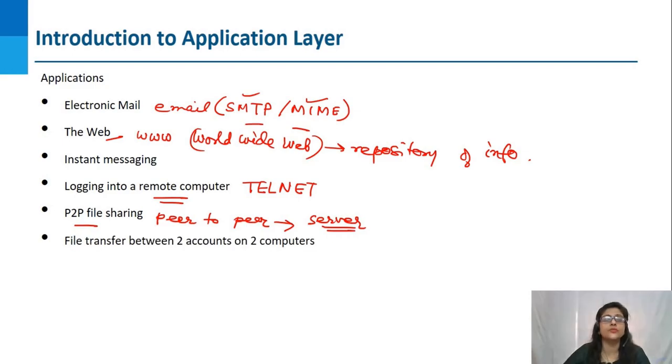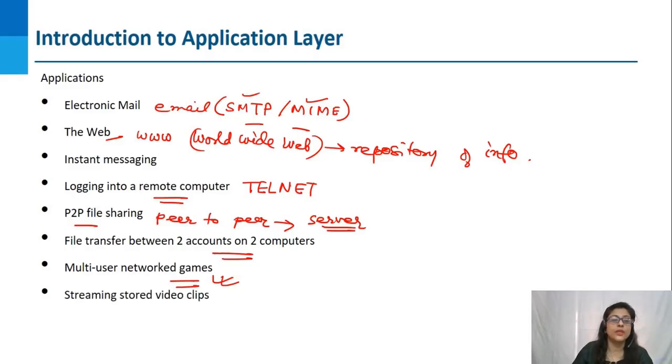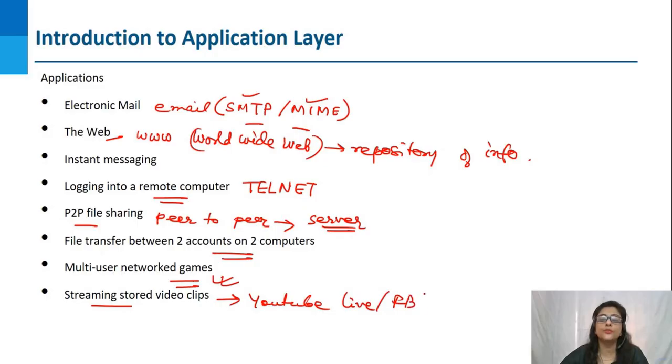Then we can have file transfer between two accounts on two different computers. After that, multi-user networked games can also be used. So the gaming is also a part of the application layer. There are various gaming consoles and gaming programming languages that can be used by the programmer to design the network games. After that, we can stream stored video clips by using either YouTube Live or Facebook Live.